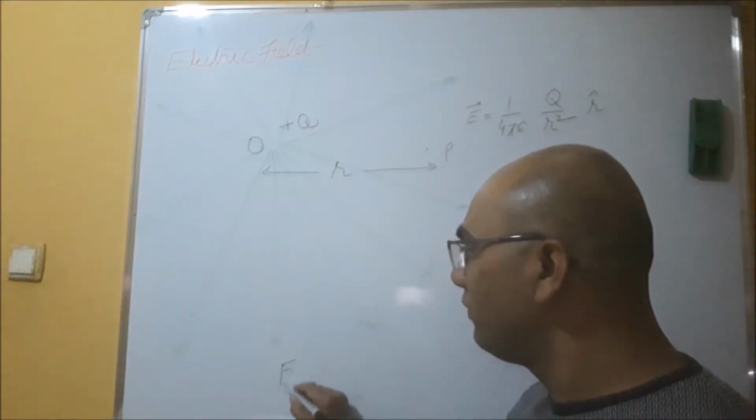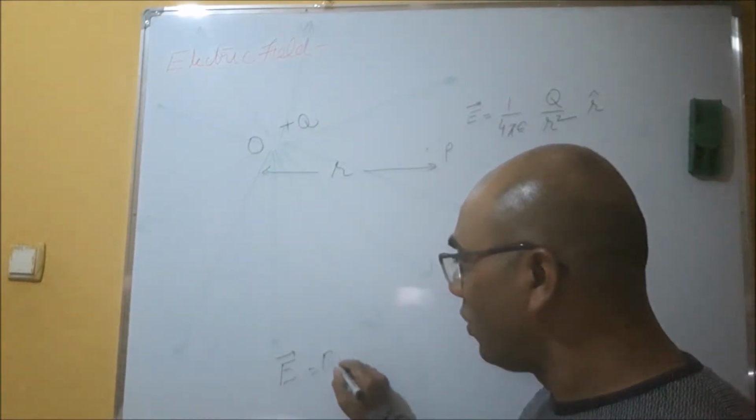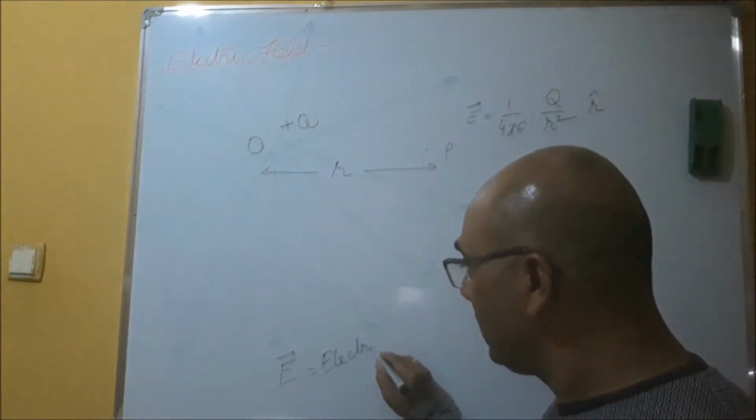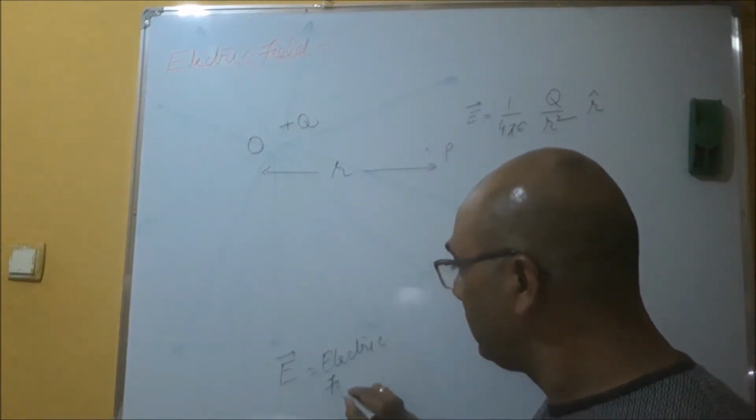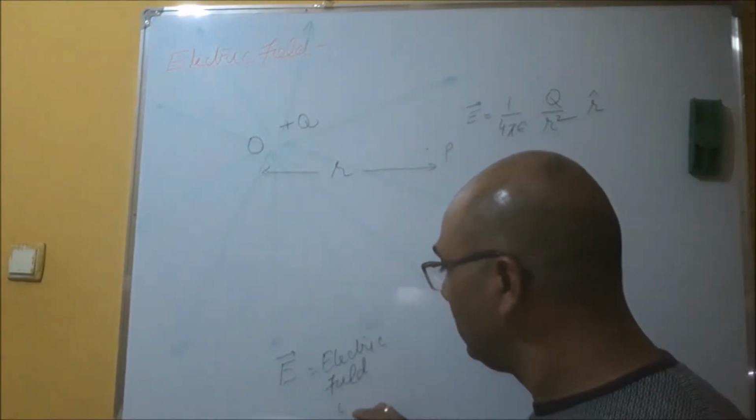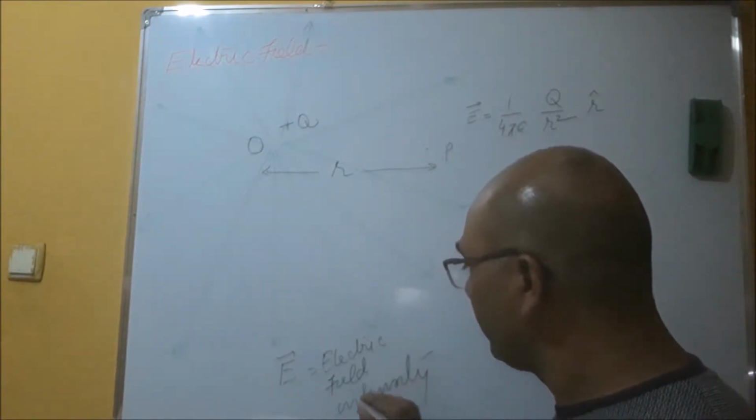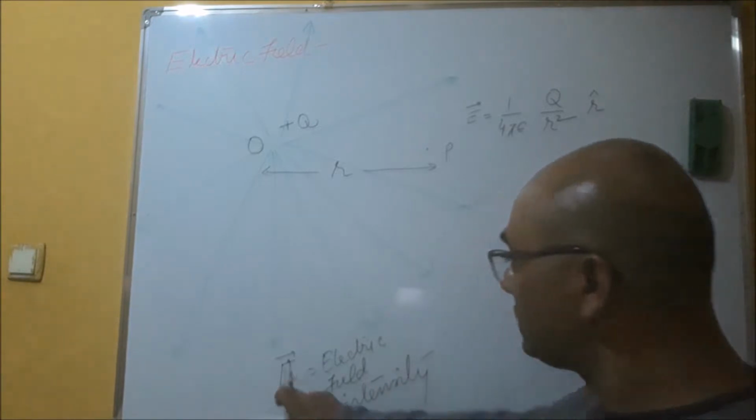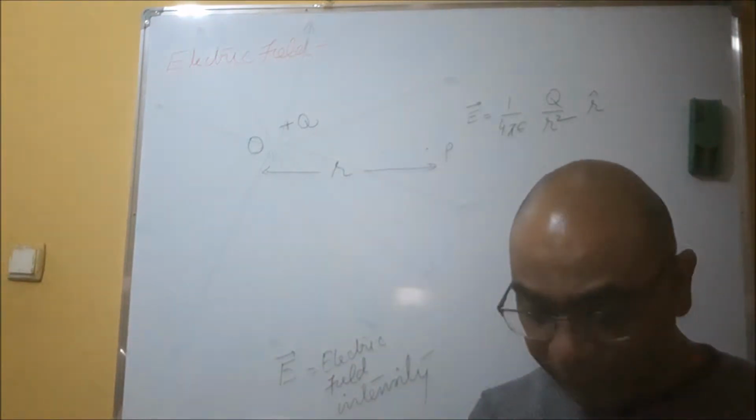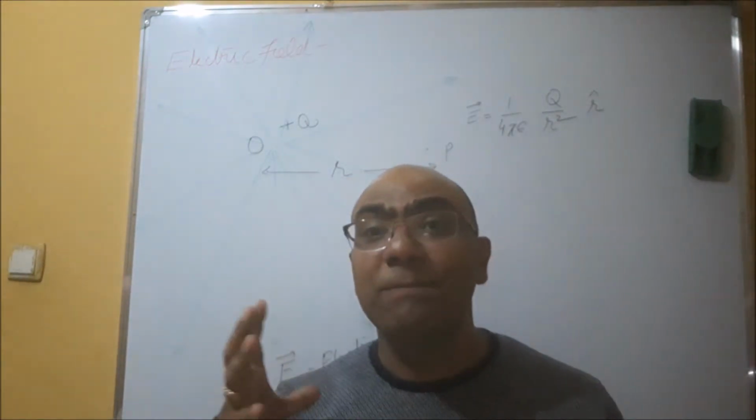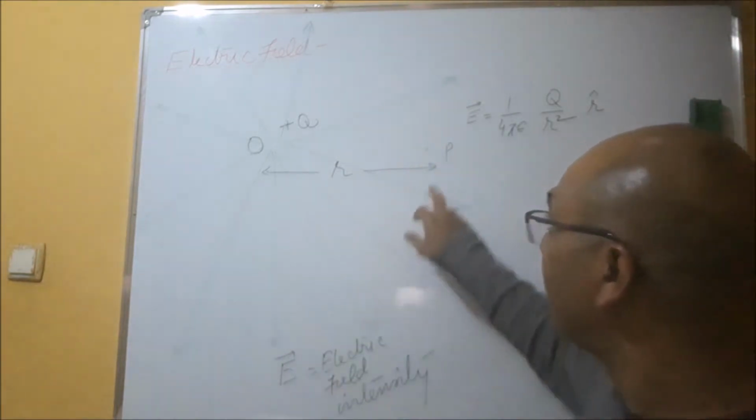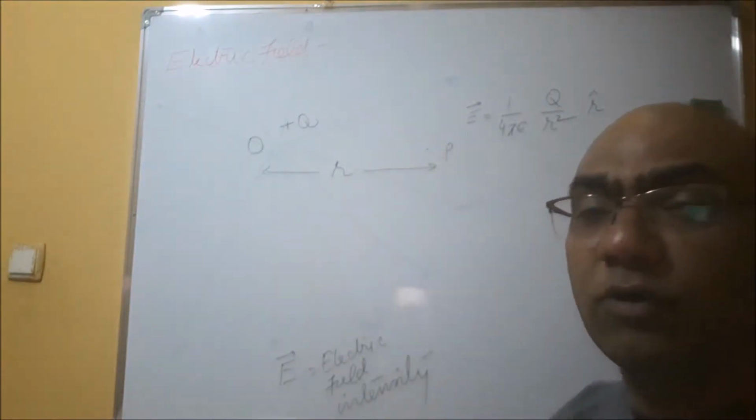So what is E? E is called electric field intensity. What we call this E is electric field intensity, meaning the magnitude of the electric field at a particular point P is given by this formula.